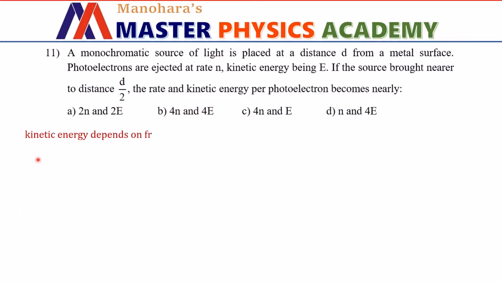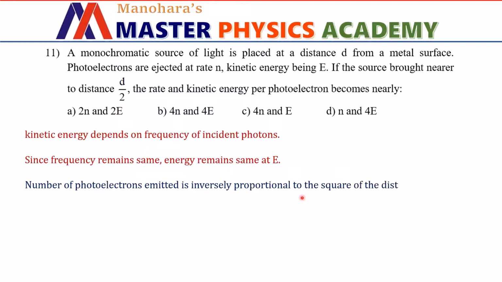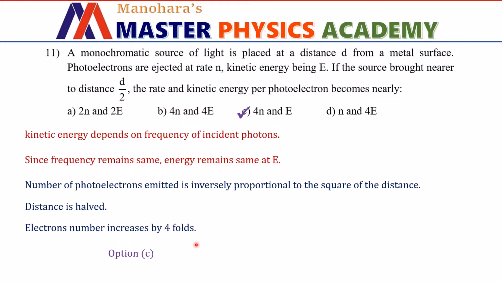Here, kinetic energy depends on the frequency of incident photons. Since the frequency is not changed, the kinetic energy of the photoelectrons remains the same at E. Now, the number of photoelectrons emitted is inversely proportional to the square of the distance. The distance has decreased by a factor 2. Hence, the number of photoelectrons emitted should increase by 4 folds. Option C is the right choice.